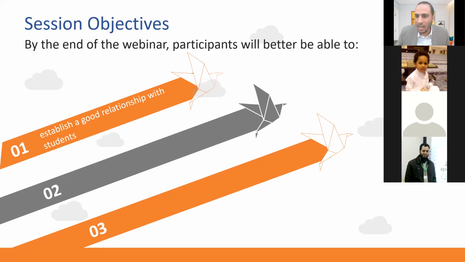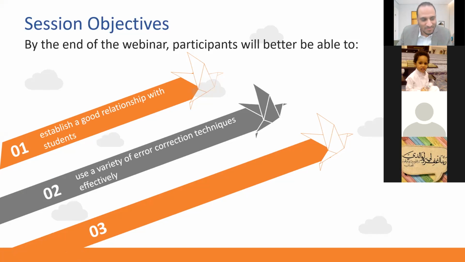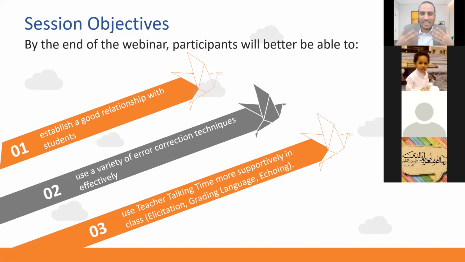We have 3 objectives today. I want you to keep them in mind. After each objective, we're going to go back to this slide to check whether we're done with it or not. The first one is about rapport. The second one is about error correction techniques. And the third one is about supportive teacher talk: how your talk as a teacher in class should be supportive by eliciting, by not telling, by grading your language according to the level, and by not echoing unless it's necessary to repeat what someone said. Keep these objectives in mind. We're going to go over all of them today.